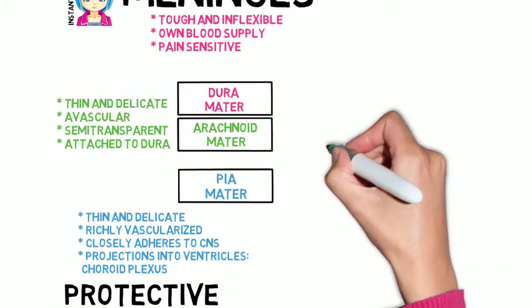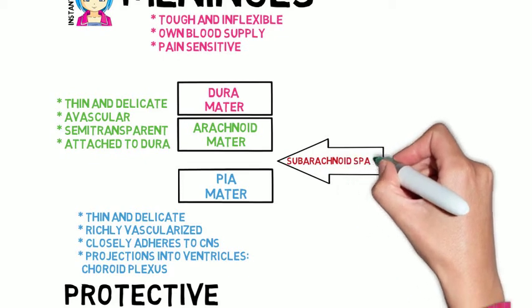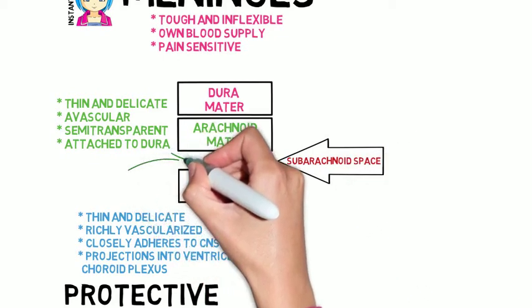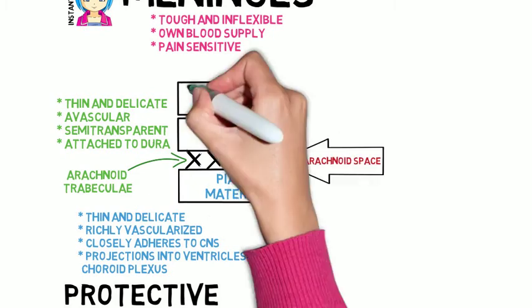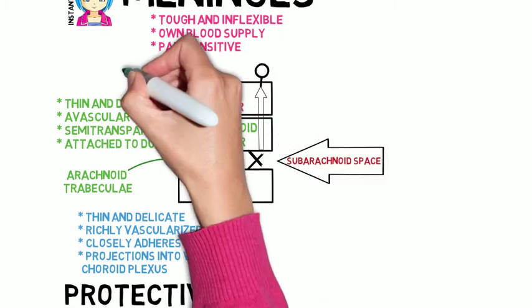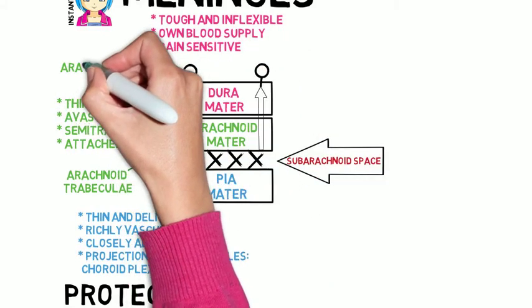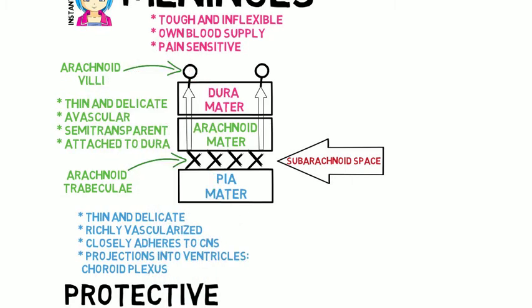Between the arachnoid and pia mater is the subarachnoid space, which is filled with CSF. Arachnoid trabeculae extend to the pia to help keep the brain suspended. CSF is able to pass from the subarachnoid space into the dural venous sinus via arachnoid villi. Large arachnoid villi are called arachnoid granulations.